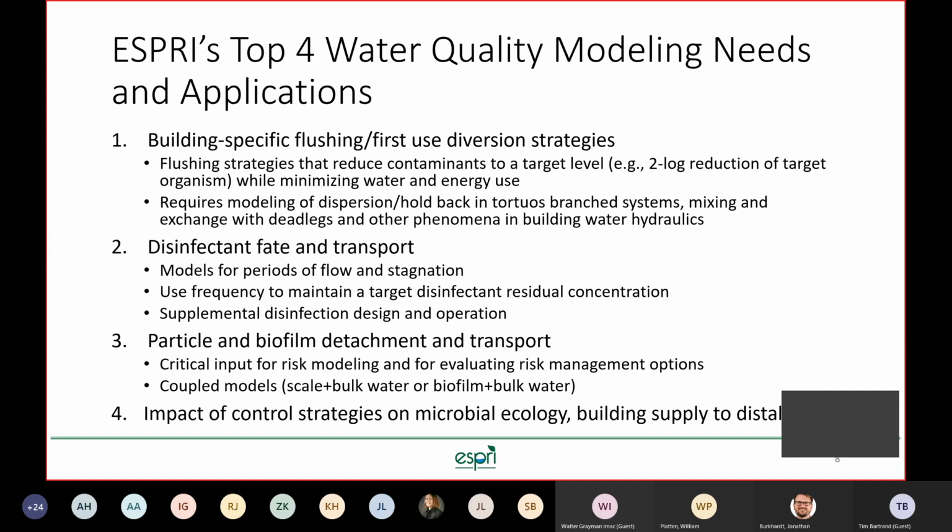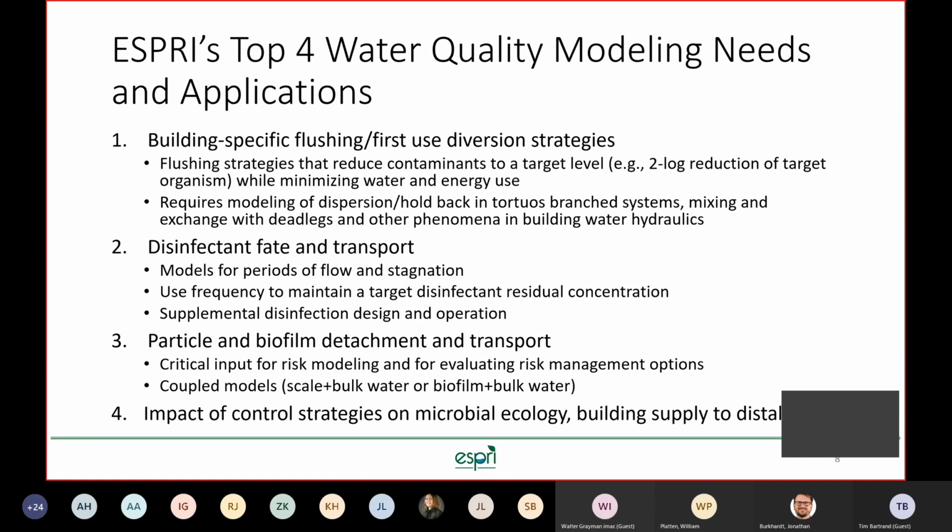First-use diversion, this is something kind of new. I'm a proponent of, if the water quality is very poor in the very first couple liters of water, let's divert that from people being exposed to it. So flushing strategies, pardon me, that reduce the contaminants to a target level. You have to model the dispersion and hold back in tortuous branch systems, mixing with dead legs and phenomena that Ian is going to be talking about to some extent later.